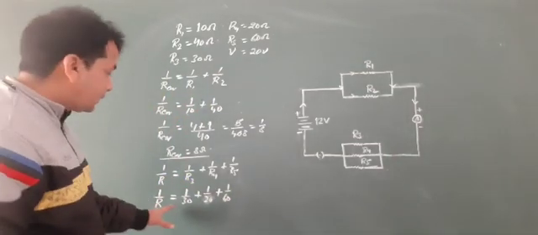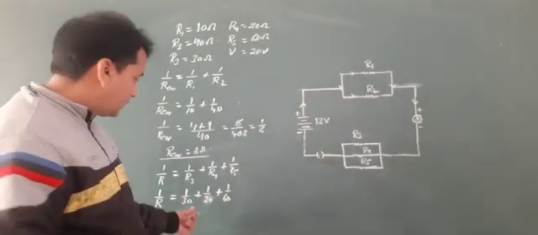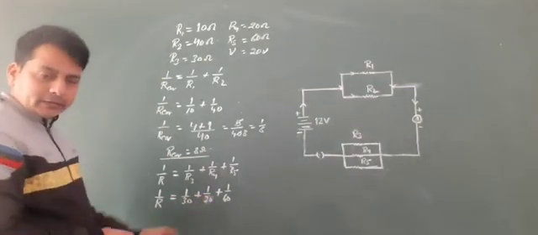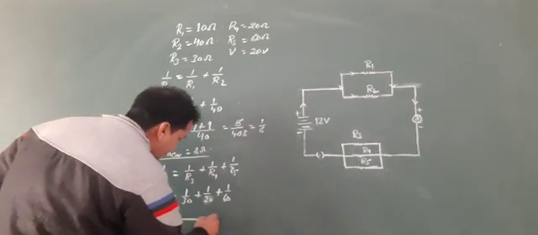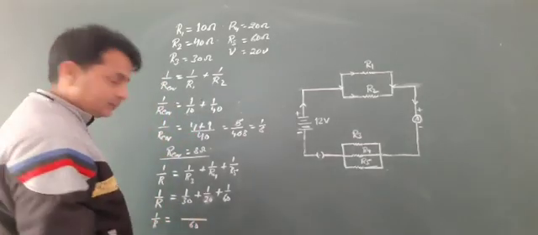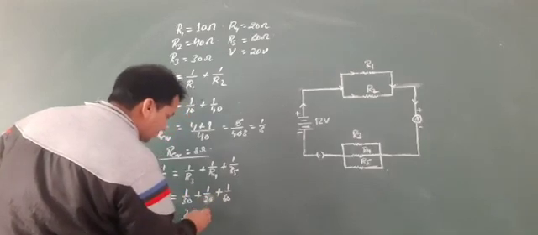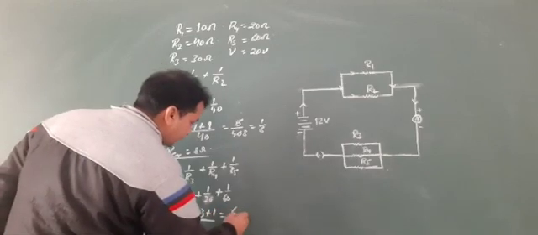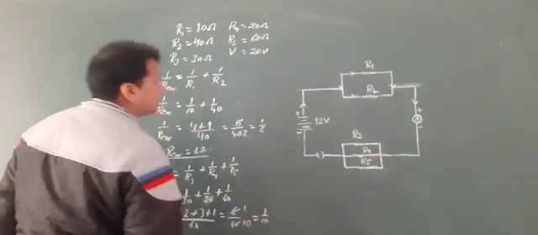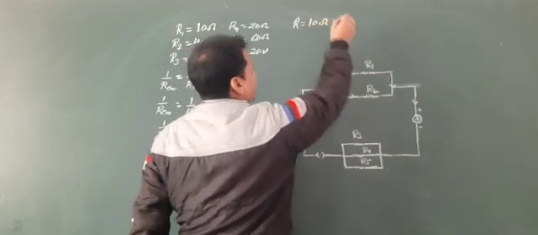So here, 1/30 plus 1/20 plus 1/60. Then the LCM of 30, 20 and 60 is 60, so 1/R equals (2 + 3 + 1)/60, that is 6/60, which is 1/10. Then R equals 10 ohm.